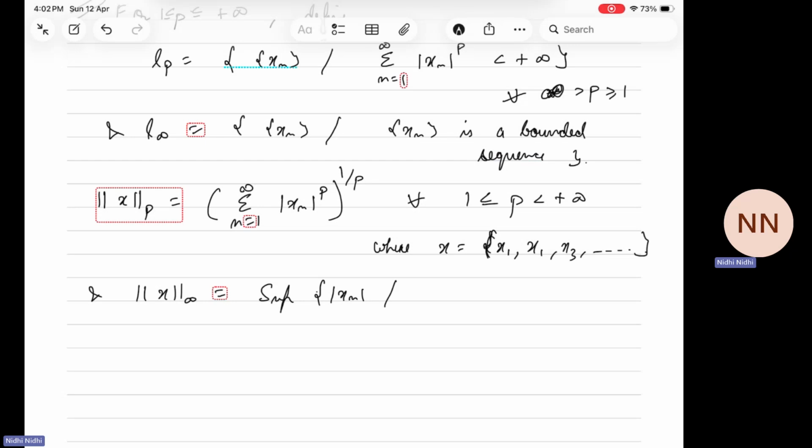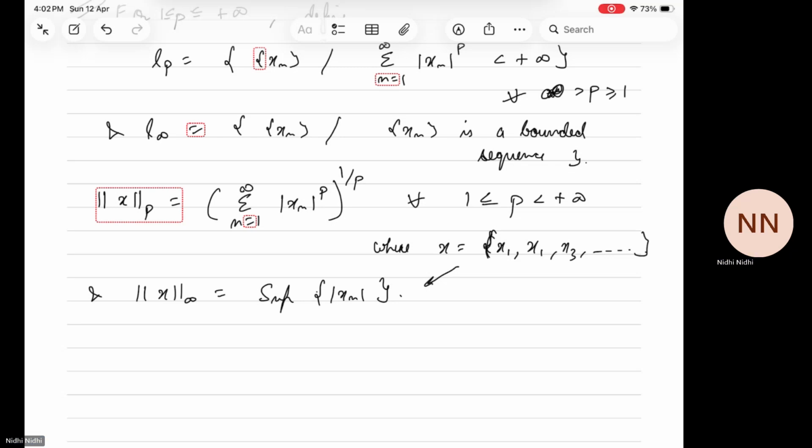Supremum of mod xn, where xn is the sequence. Again, same. So for these LP spaces, we have the following result.